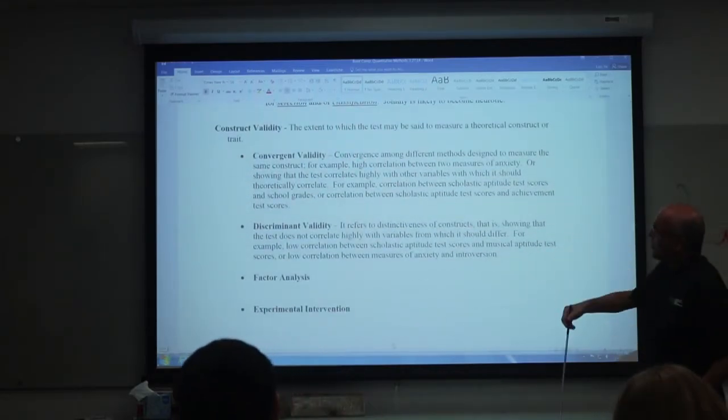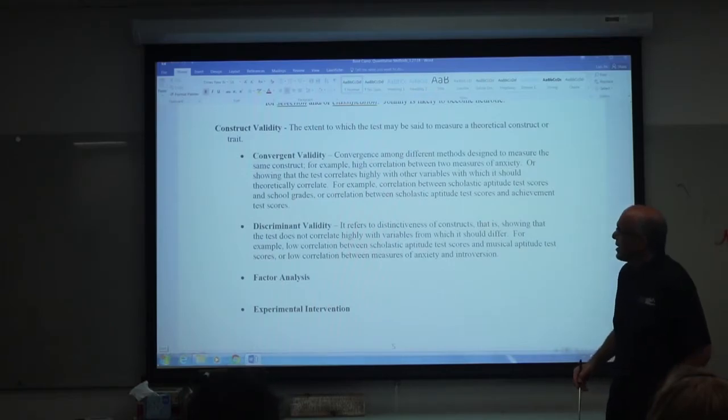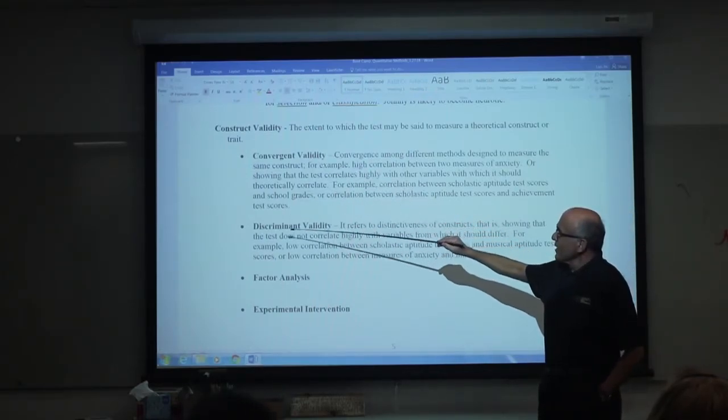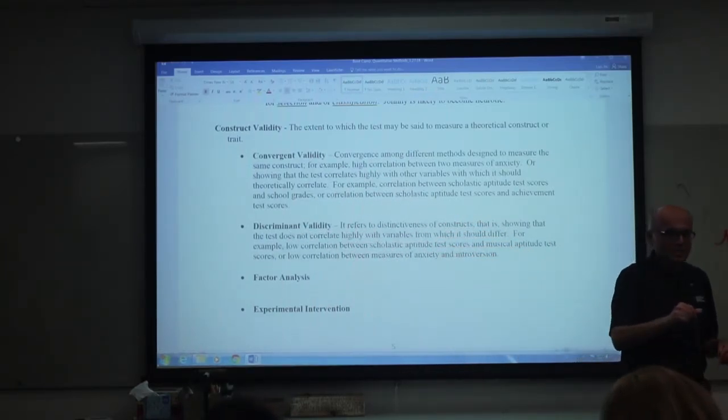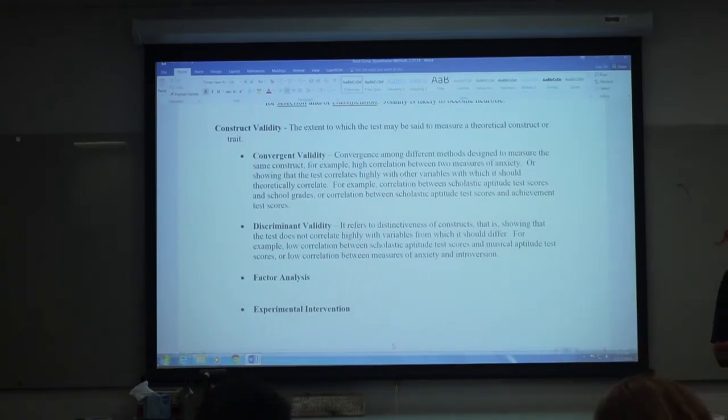So there are different ways to establish construct validity: convergent validity and discriminant validity. Convergent validity: if theoretically speaking you expect a relationship between A and B, measure A, measure B, correlate them, they should correlate. That's evidence of convergent validity. I have given you a couple of examples. Discriminant validity is the other side of the coin.